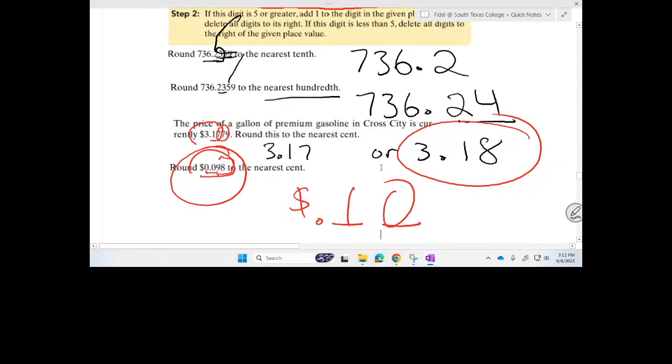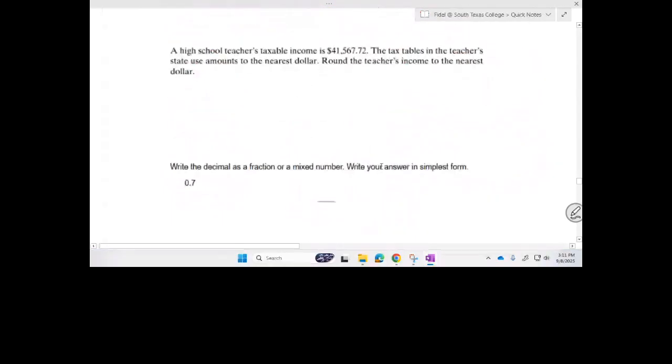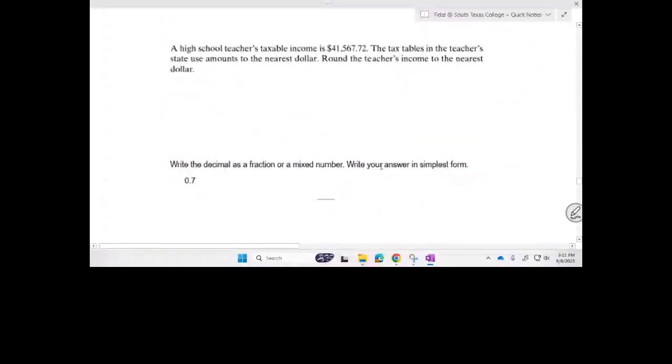All right, let's keep scrolling down, Charlie Brown. The next one here, y'all, says a high school teacher's taxable income is $41,567 and what's that, 72 cents? Okay, the tax tables in the teacher's state use the amounts to the nearest dollar. We want to round to the nearest dollar. So y'all, what we're asking ourselves is, like, to the nearest whole number.